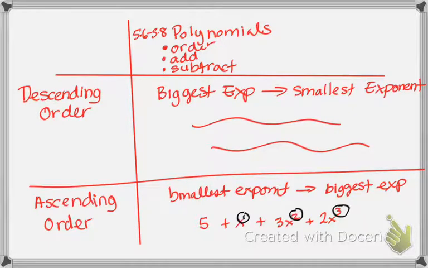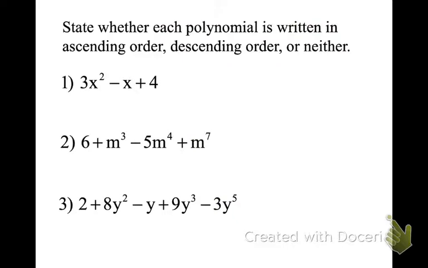Okay. Now, okay, so now look at your neighbor. Okay, so now let's look at the directions here. It says state whether each polynomial is written in ascending order, descending order, or neither. So number 1, let's start with Emerson. Neither. Oh wait, no, that's descending order. Descending order because it's to the second, the first, and the 0. Good.